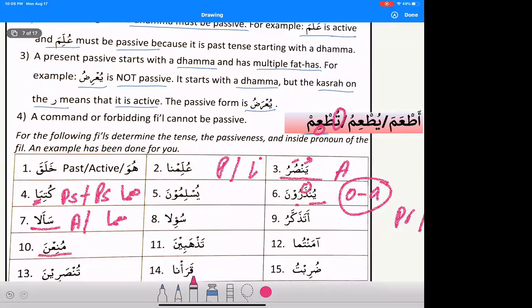Okay, next one, munina. May I try one more time? Yeah, go. Okay. So munina is what it appears to be: past tense passive with hunna as its na'ib fa'il. The na'ib fa'il is hunna. Very good. Good job.